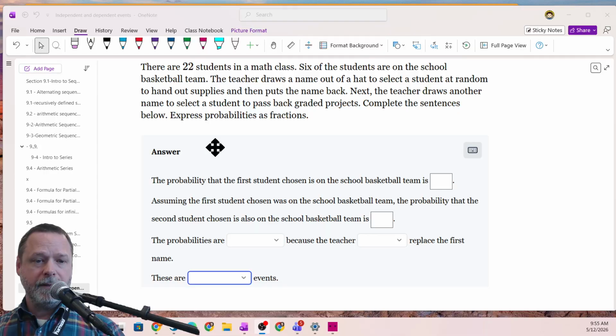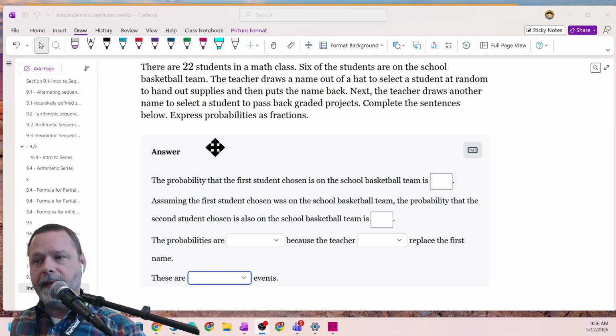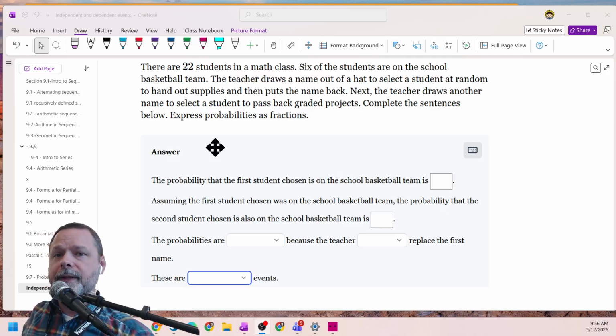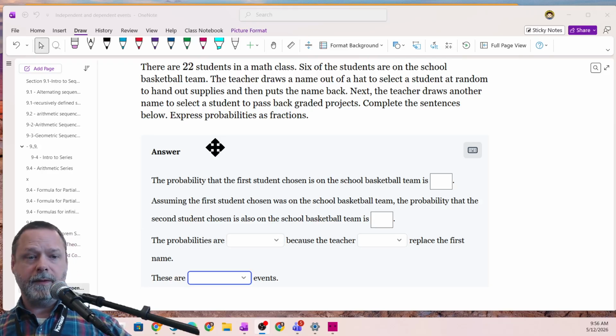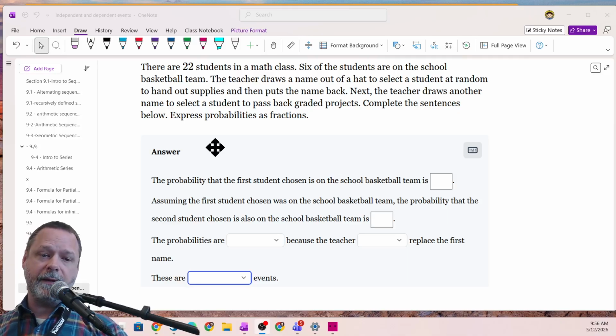Okay. So first thing you might want to think about is, are these events independent? Since we're drawing a name out of a hat, and then we are putting the name back and then drawing a name out of a hat again, one event's not going to affect the outcome of the other because we're putting that paper back in there. So it doesn't matter which one happens first, right? The probabilities for each event are going to be the same. One event doesn't affect the other. So these are independent for sure. Okay, so something to think about.